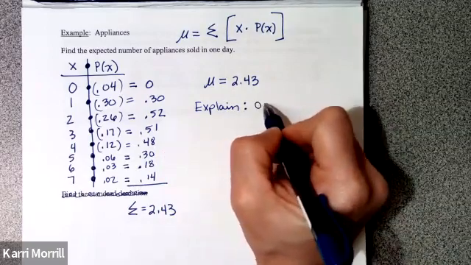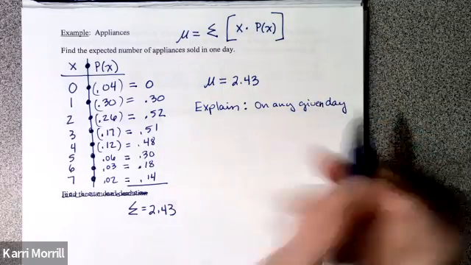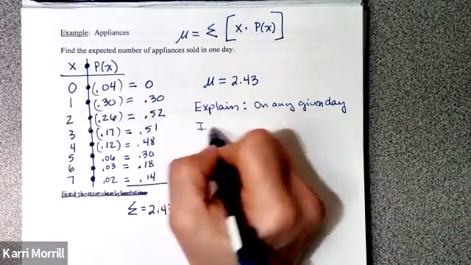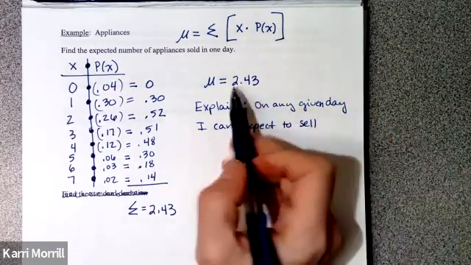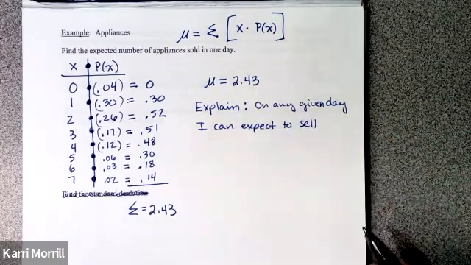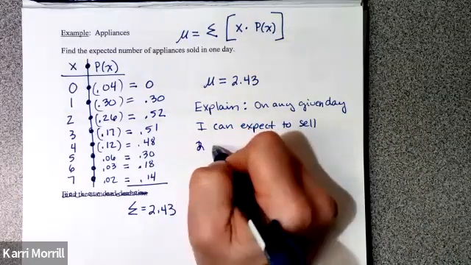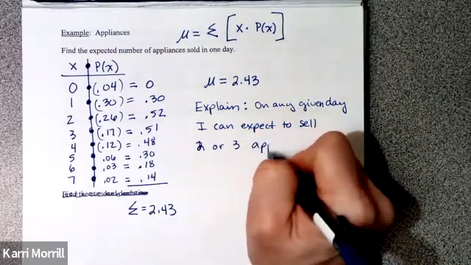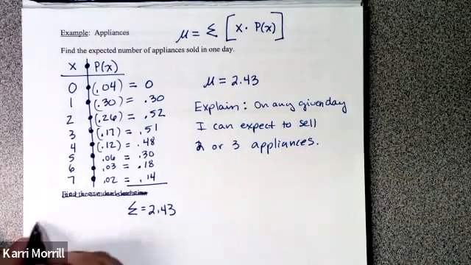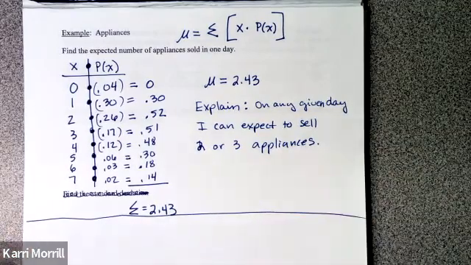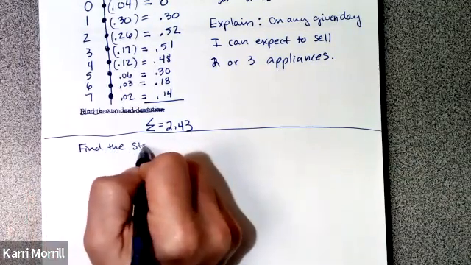It says on any given day, or a given day, I can expect to sell. So what this means is that we could sell between 2 and 3 appliances. Or I could just write 2 or 3 appliances. That would be a good way to state that. So we're going to next find the standard deviation.